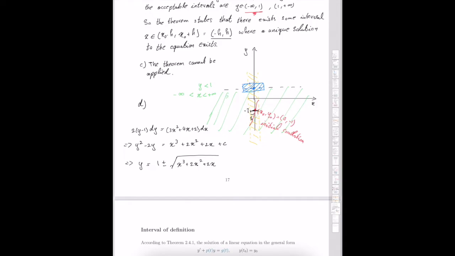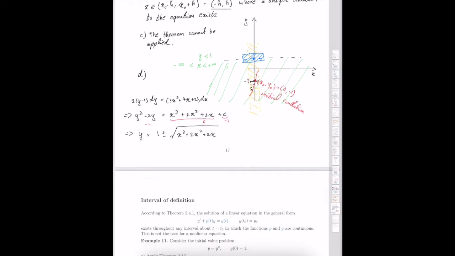And oops, I forgot to determine the value of c. Well, we need to have the initial condition 0 and 1. If I put 0 for x, then this will be 0, and for 1, this will be 1 minus 2, which is minus 1. Therefore, c will be simply minus 1. Now, if you solve this, you will get this solution y equal to 1 plus minus this square root.